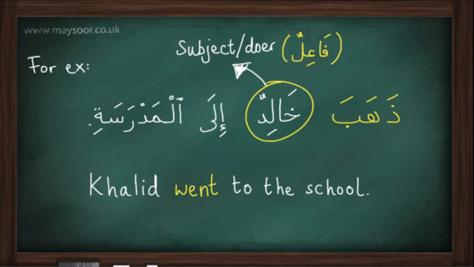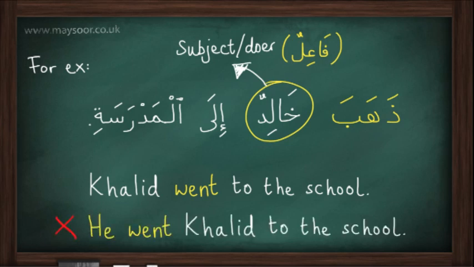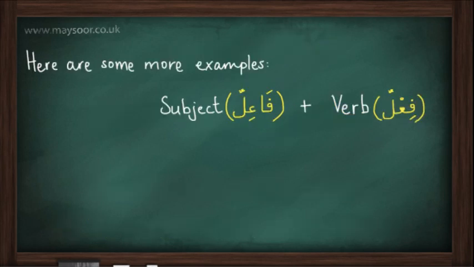It's important to note that the fa'il, the subject or the doer of the action, will always be marfu', ending in a dhamma. It would be incorrect to translate the following sentence as he went Khalid to the school. And the reason for this, as we've previously mentioned, is the ism Khalid came as the subject of the verbal sentence. Here are some more examples of verbs and their uses in verbal sentences.